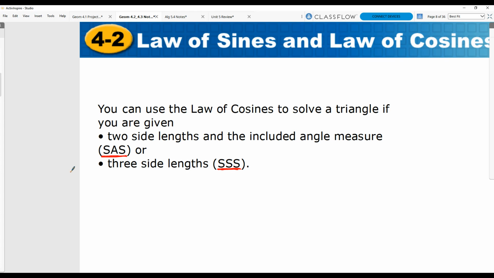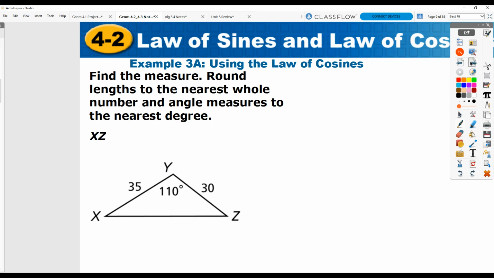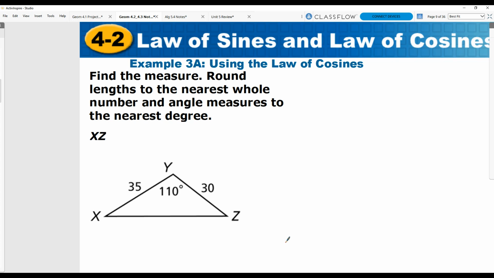Let's take a look at our first example of using cosines. Here we have this triangle. It is obviously not a right triangle. What we want to do is find the length of xz. That's what we're trying to figure out: what is the length of xz?